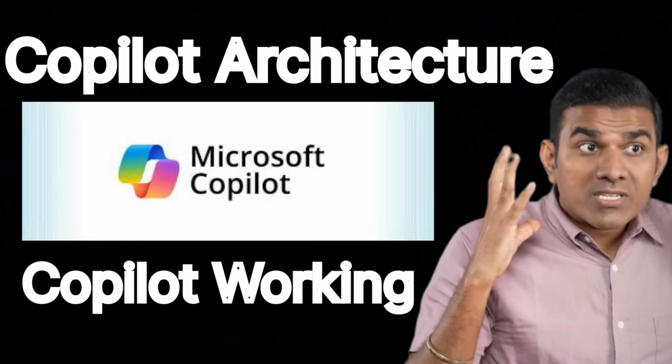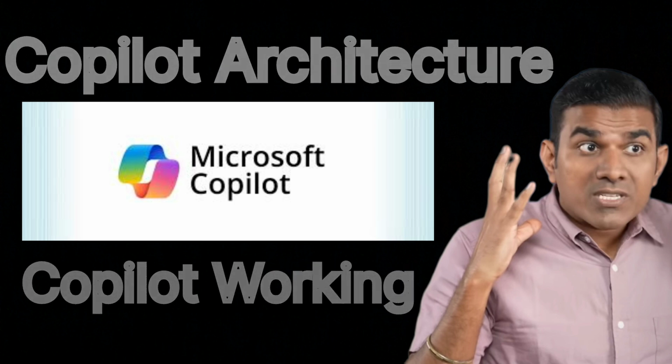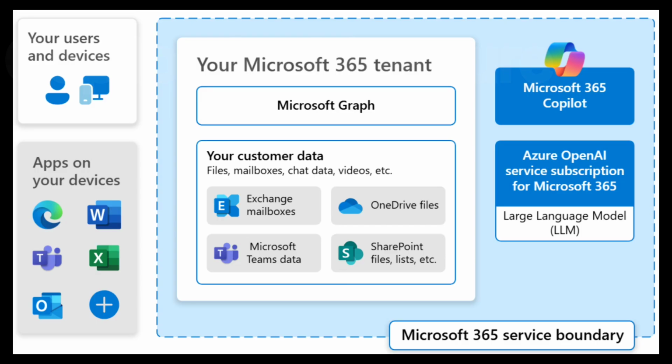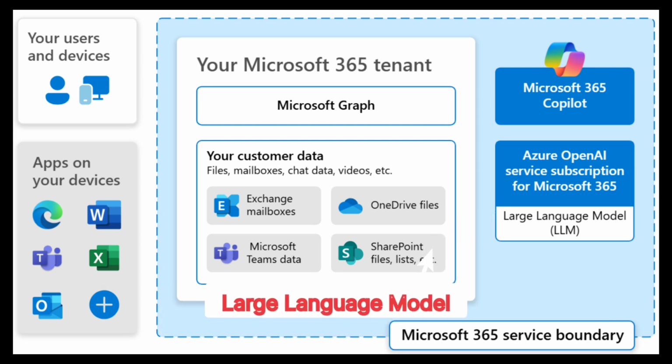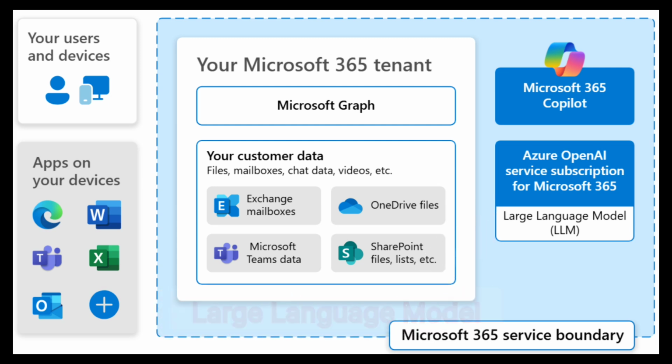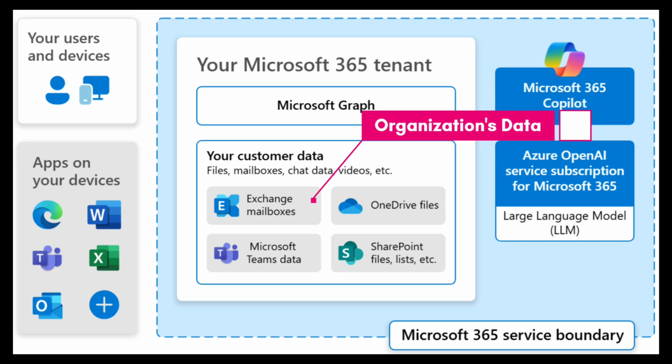Today we are diving into the fascinating world of Microsoft 365 Copilot, your AI-powered productivity assistant, and exploring how it actually works under the hood. Microsoft 365 Copilot combines the power of large language models with your organization's data, like emails, documents, meetings, and chats through the Microsoft Graph. But what makes it truly enterprise ready?